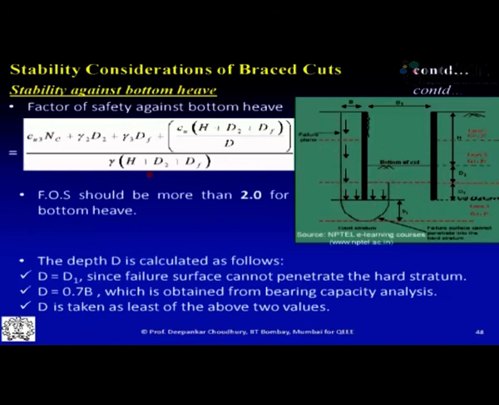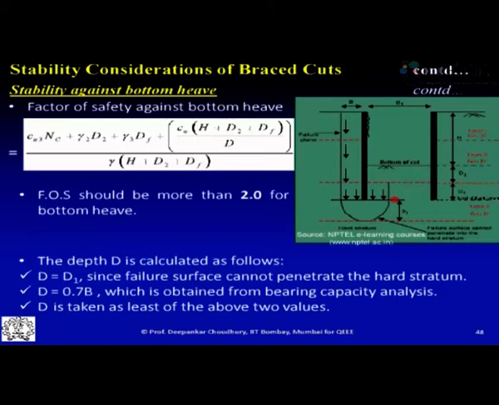So how much is this length? It is nothing but gamma times this H, that is the excavated depth. Then you have this D2 up to this layer 2, and then you have this DF up to the end of your diaphragm wall depth. So that gives you the disturbing force or total surcharge which is pushing the soil to come out from this side.